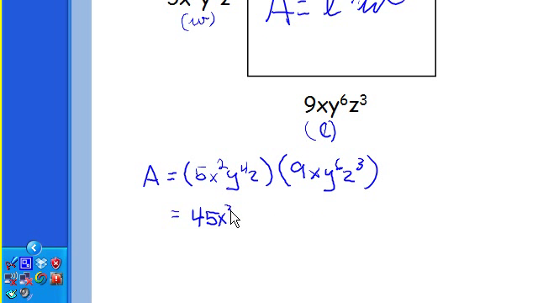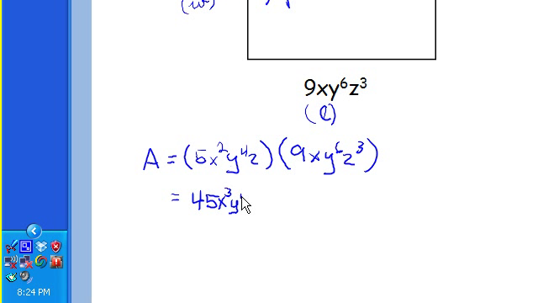X cubed. What's y to the 4th times y to the 6th? Y to the 10. Remember, power times a power, you add the exponents. Z times z cubed, z to the 4th. There is your final answer.